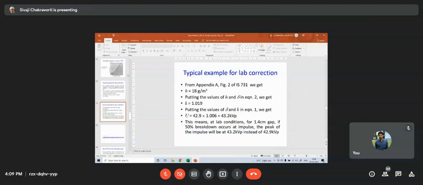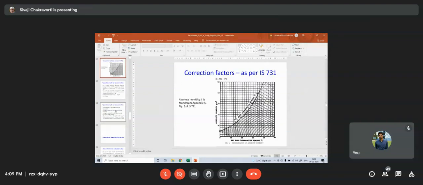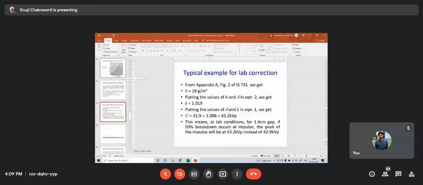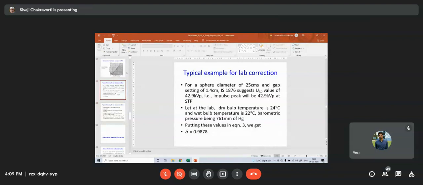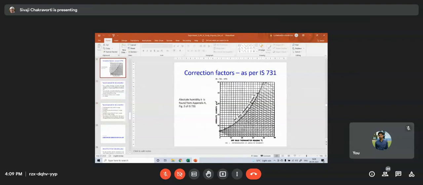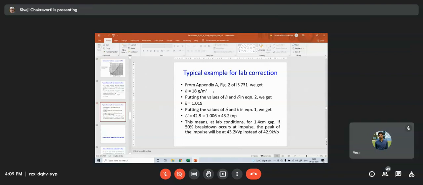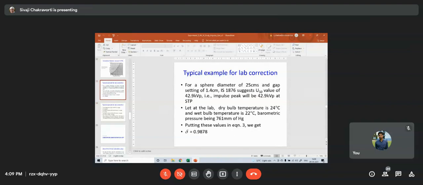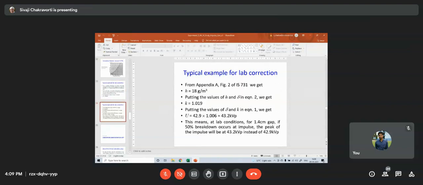And then if you consult this curve, you can find out what H is for 24 and 22. So I go vertically 24 up, then I take the 22 oblique line, then go along the y-axis, and it comes to about 18 grams per meter cube on your screen. Then I put the value of H and delta. What is delta? Delta is this one. H and delta in equation 2, we get the value of K. Then we put everything, A, delta and K, in equation 1, and I get the corrected value of the voltage.